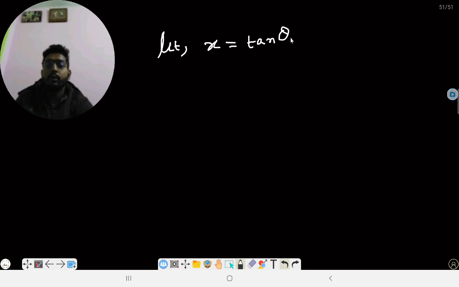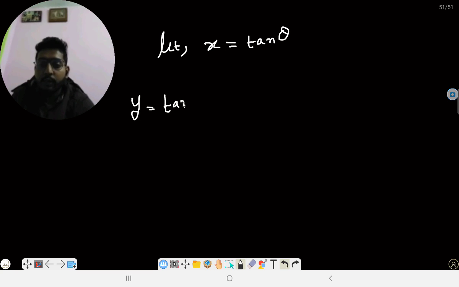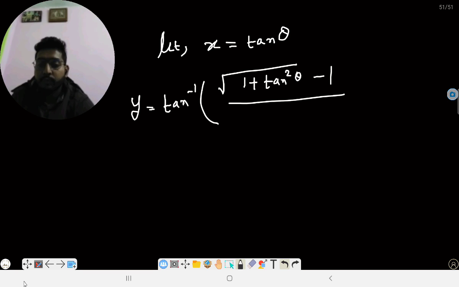So how to solve this one? First, to solve dy/dx, we have to let x equal tan theta. So this is a mixture of substitution and this one. Okay, so what will be y then? y will be tan inverse of root over 1 plus x square, that means 1 plus tan square theta, minus 1, divided by the numerator.